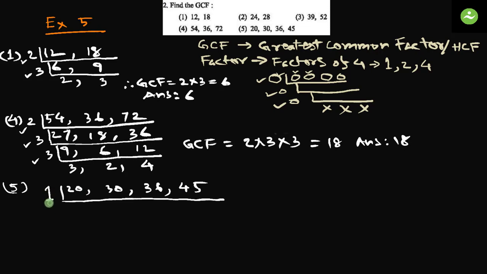In a few cases, this will happen. You will see only 1 divides, and there is no other number except 1 that divides all. So 1 into 20, 1 into 30, 1 into 36, 1 into 45. So the common factor is only 1. Therefore, GCF equals 1. Answer 1.